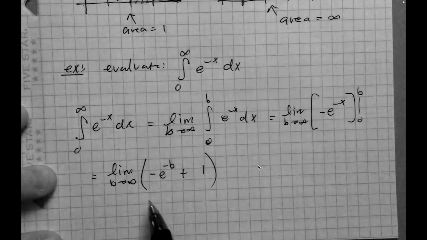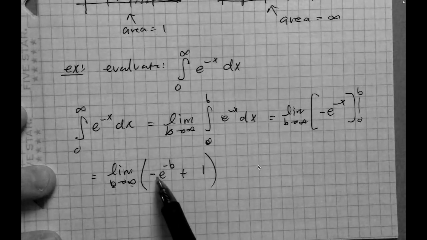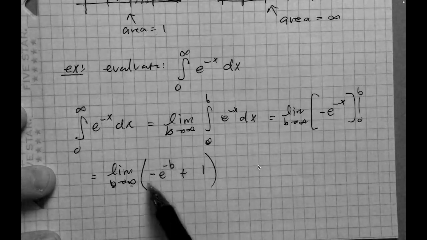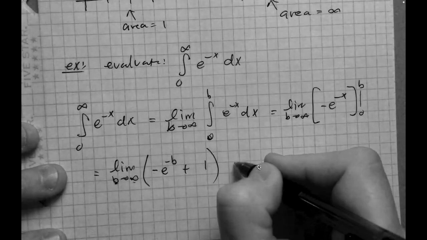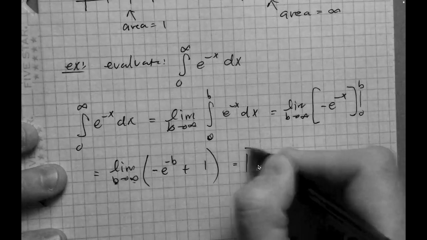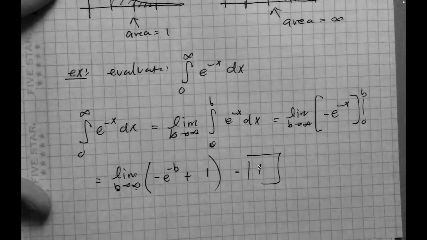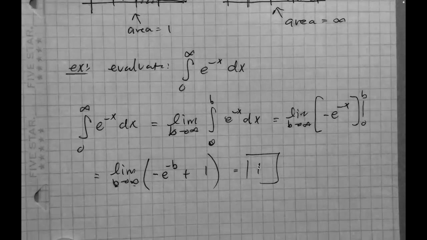Now what happens here? Well, as b goes to infinity, this negative b goes to negative infinity, right? So e to the negative infinity, this whole thing's heading to 0, isn't it? Yeah, so this is going to be equal to 0 plus 1, which is just 1. So here again, we've got a finite area, even though our integration range is infinite. Very, very cool.